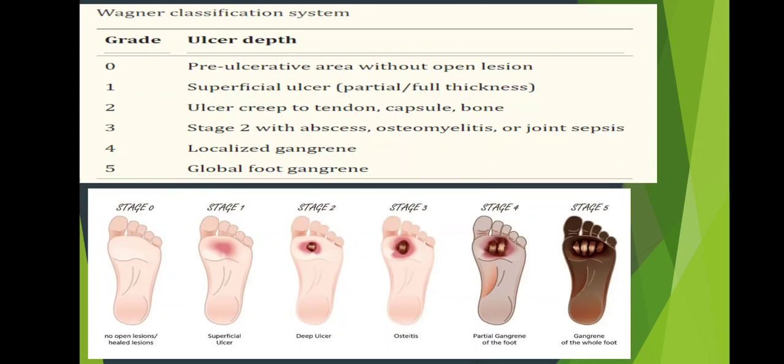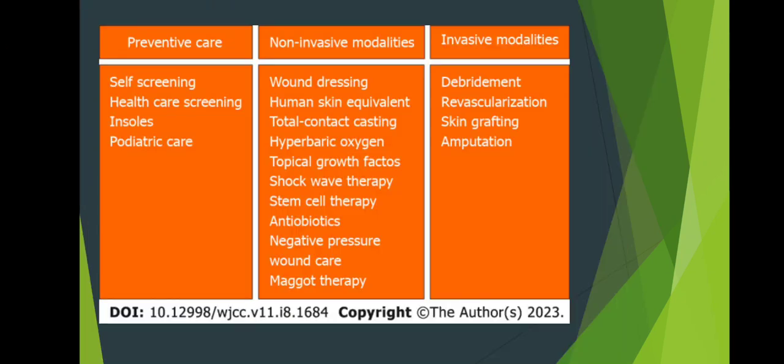Then stage 3 is stage 2 with abscess, osteomyelitis, or joint sepsis. Then grade 4 is localized gangrene or partial gangrene of the foot. Then stage 5 is global foot gangrene, whereby the gangrene affects the whole foot.